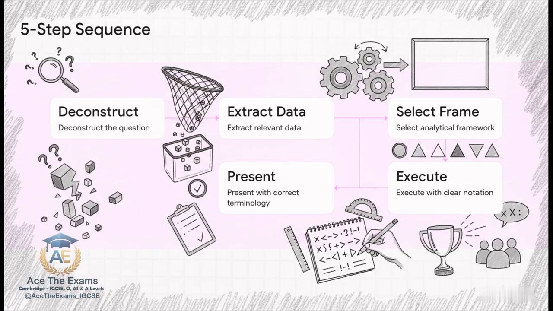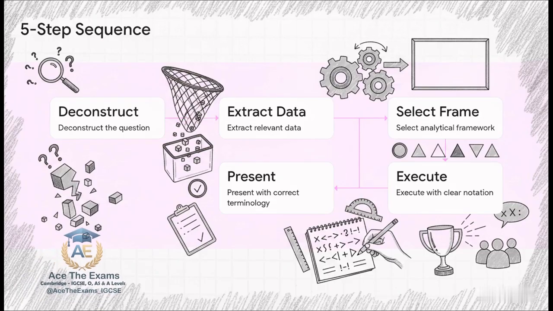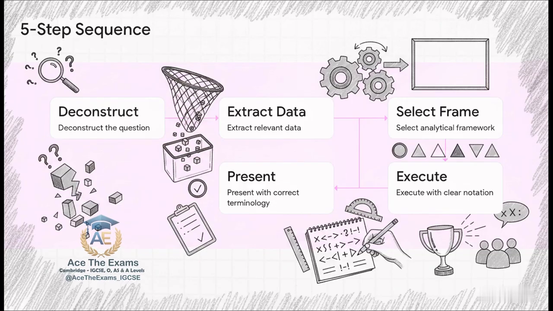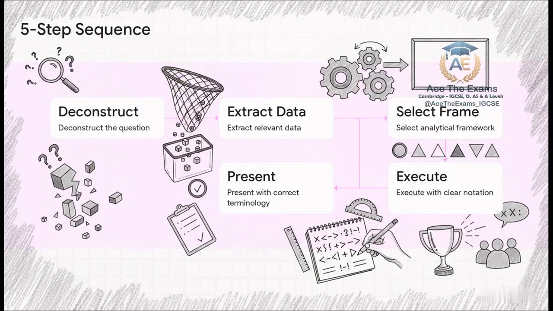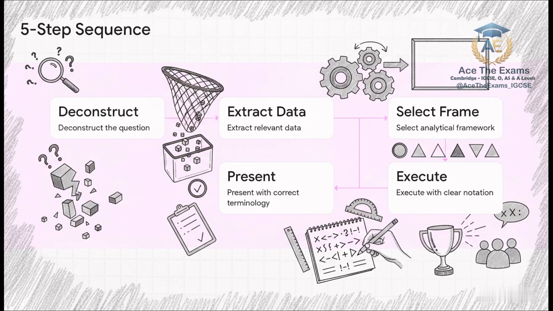Step 1, deconstruct the question, like what exactly is the command word asking you to do? Step 2, extract the relevant data from the scenario. Step 3, select your analytical framework. Which of those 5 quality criteria actually apply here? Step 4, execute with clear notation. You've got to show every single bit of your logic. And finally, Step 5, present your final answer using the correct terminology. If you follow this procedural framework, you'll literally transform a daunting, massive paragraph into a simple, solvable equation.